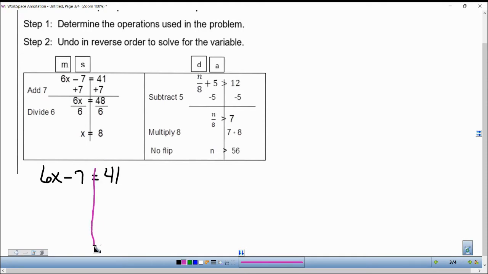Now, the first thing we want to do, step 1, is determine your operations. So this is a multiplication and a subtraction problem. So when you are undoing or solving, you're going in reverse of what happened to the x value. So if we read this out, it would say x times 6 minus 7 equals 41. And so our subtraction would be our first operation to undo. And based on our one-step equations, the subtraction opposite is addition. So we have to add 7 to both sides.